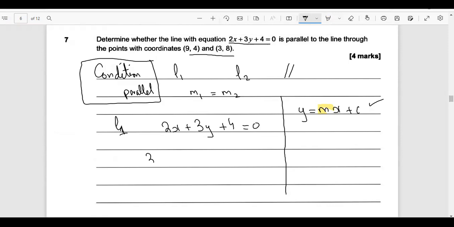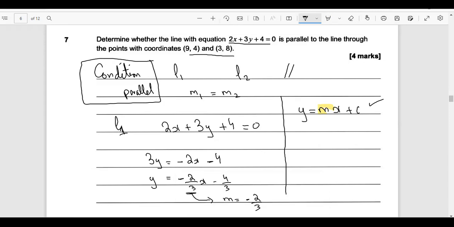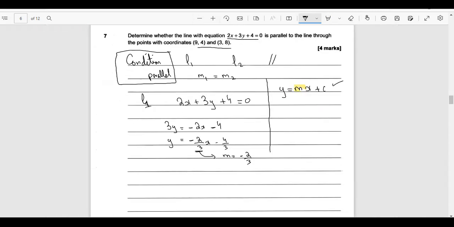How can I do that? By making y the subject. So it would become minus 2x minus 4. And now I will divide it by 3. So minus 2 by 3x minus 4 by 3. This would be the value of m, and this means m is minus 2 by 3. Okay, this is the gradient of line 1. We need to see if this is the gradient of line 2 or not.